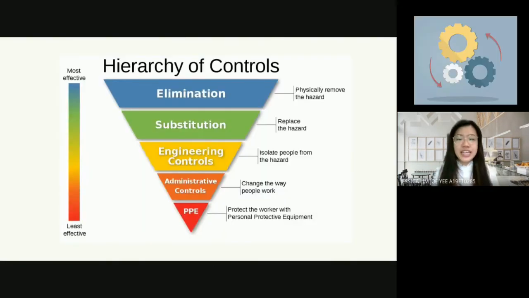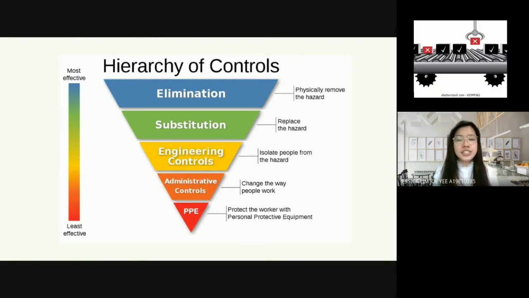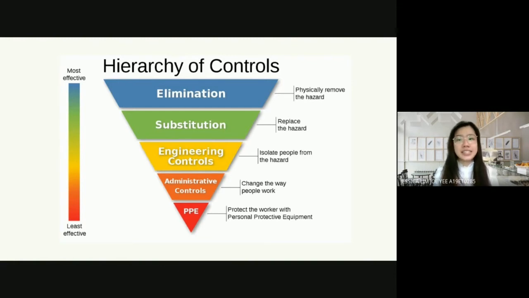Hierarchy of control is a system to control risks or approaches to hazards. From the diagram, we can observe that elimination and substitution are the most effective at reducing hazards. However, they also tend to be the most difficult to implement in an existing process, since it requires major changes in equipment and procedures.